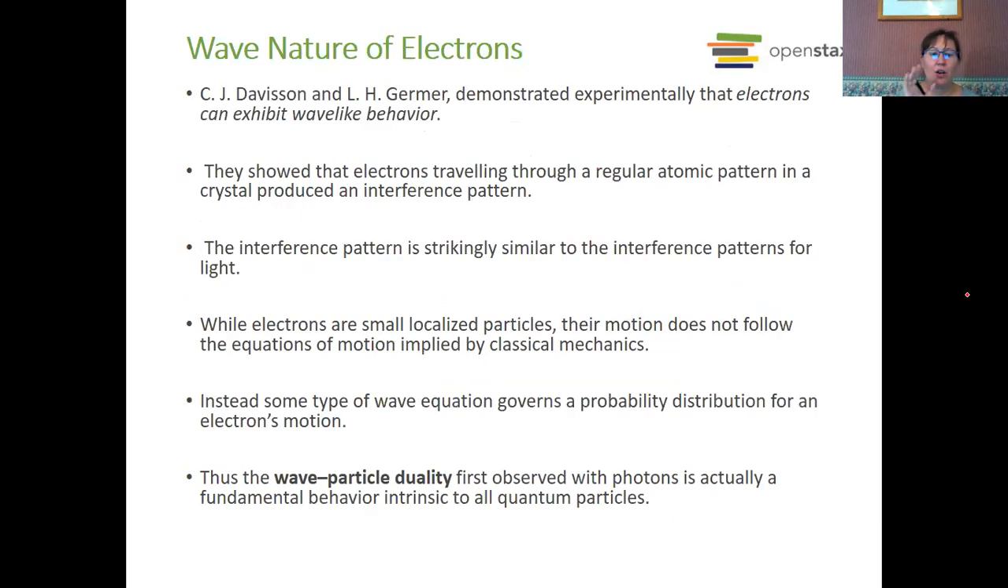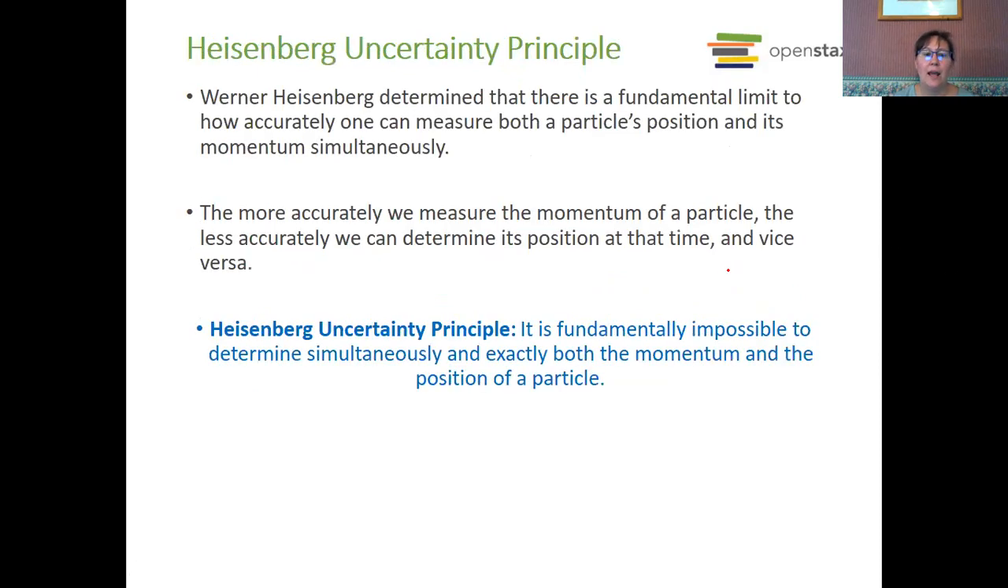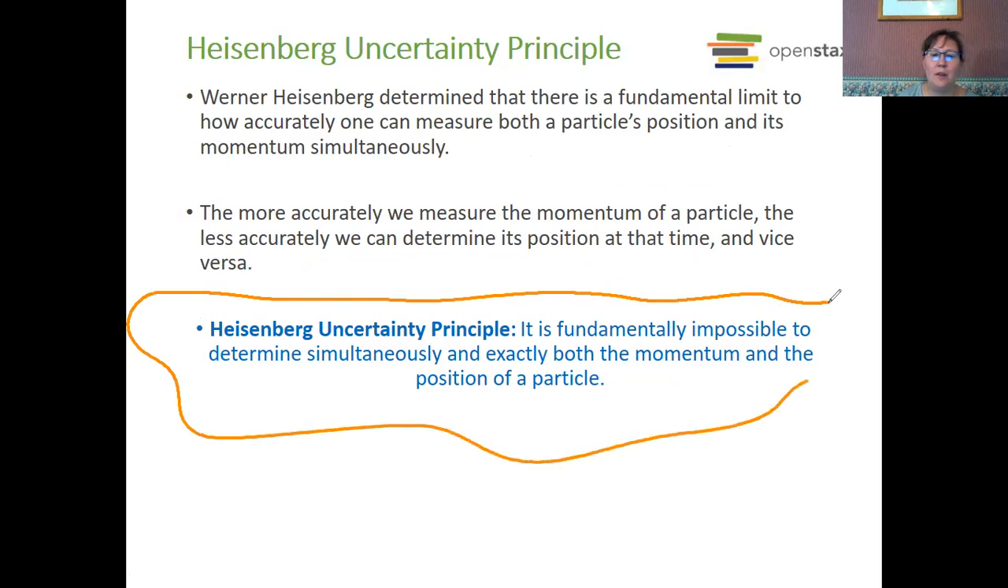Okay, so here, go ahead and read about wave particle duality. I'm not going to talk about it in here because you can read it. We come to the Heisenberg uncertainty principle, and the Heisenberg uncertainty principle is a big one here. This is one that you definitely need to take away from this. The Heisenberg uncertainty principle says that it is fundamentally impossible to determine simultaneously and exactly both the momentum and the position of a particle.